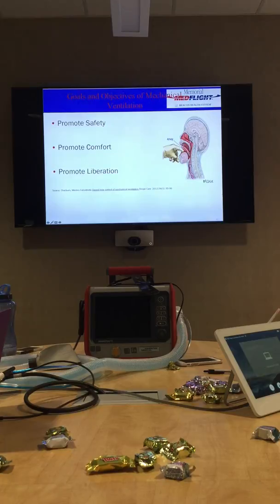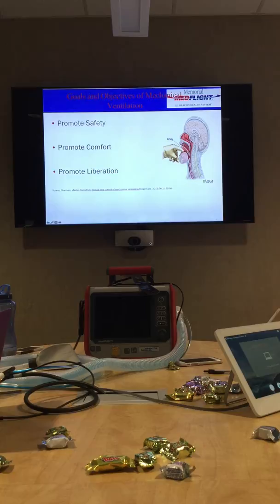Our objectives are to promote safety, so alveolar recruitment, minimize shunting. We want to minimize the tidal volume, but yet give the patient what they need. And we want to maximize compliance. Those are some of our objectives.